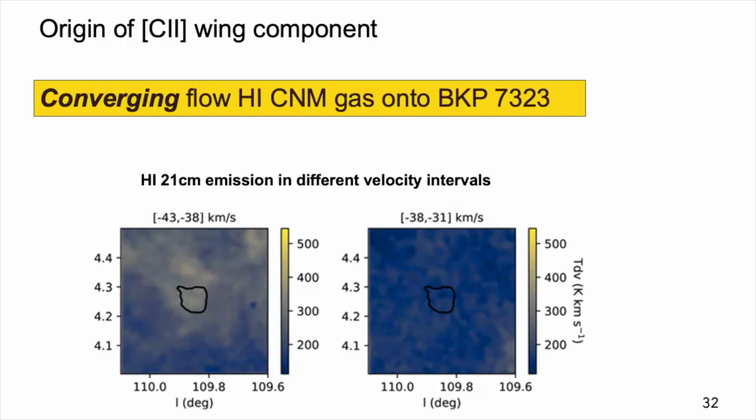But if you do integrate the H1 emission over just that interval, you can see that there's some sort of faint H1 gas there. I think that's probably the envelope, the atomic envelope of the cloud, but not necessarily an accreting flow on top. And of course, if you integrate over the redshifted side, all you see is just very faint H1 21 centimeter line emission, probably representative of mostly warm neutral gas at some point.